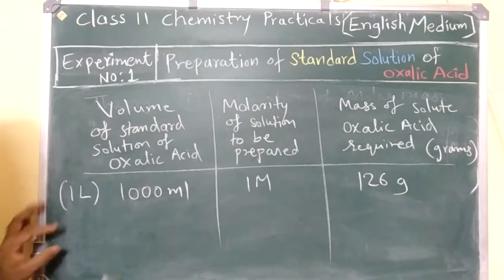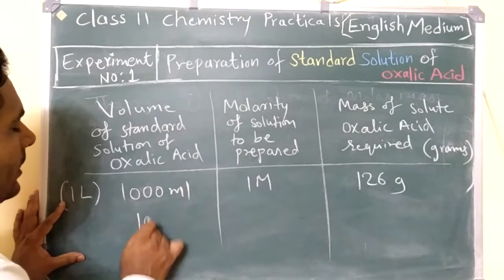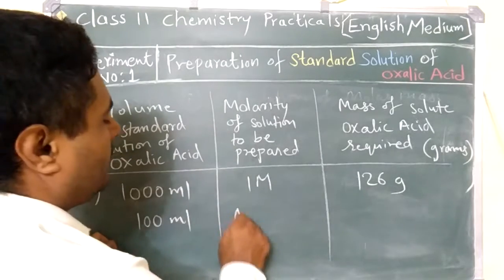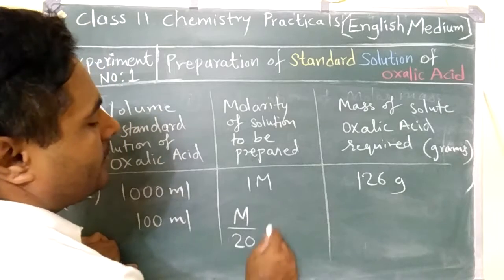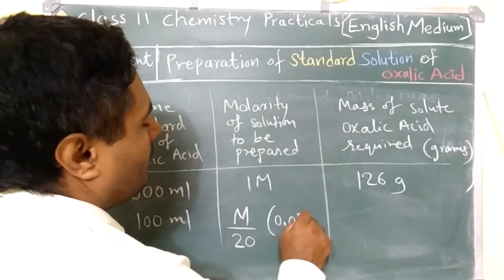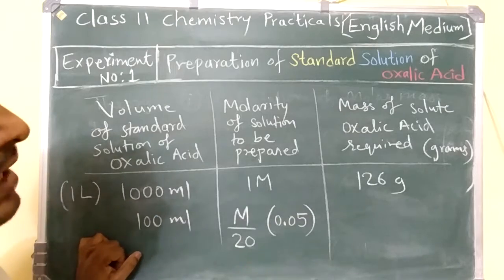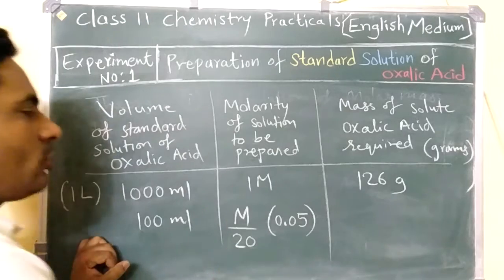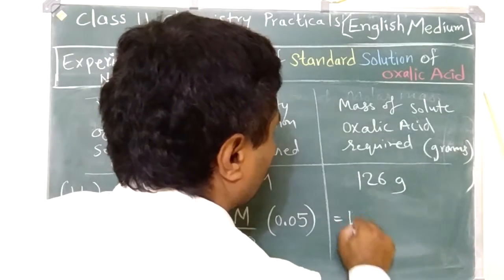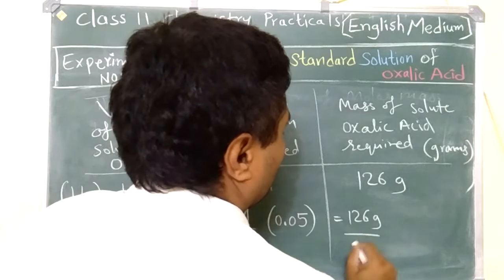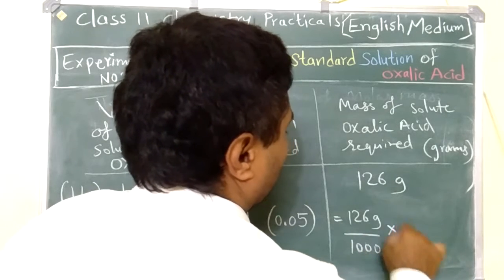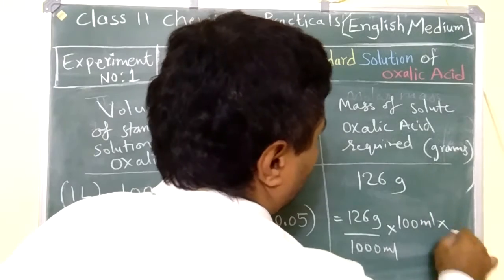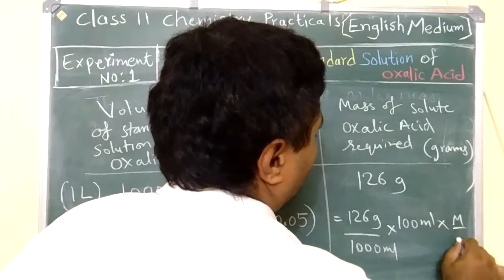Okay, so instead of this, if you are going to prepare 100 ml and the molar concentration of M by 20, that is equal to 0.05. So what will be the mass of oxalic acid required here? So what you have to do? You have to just do the cross multiplication. So students, what will happen? So this will equal 126 gram upon 1000 ml multiplied by 100 ml multiplied by M by 20.